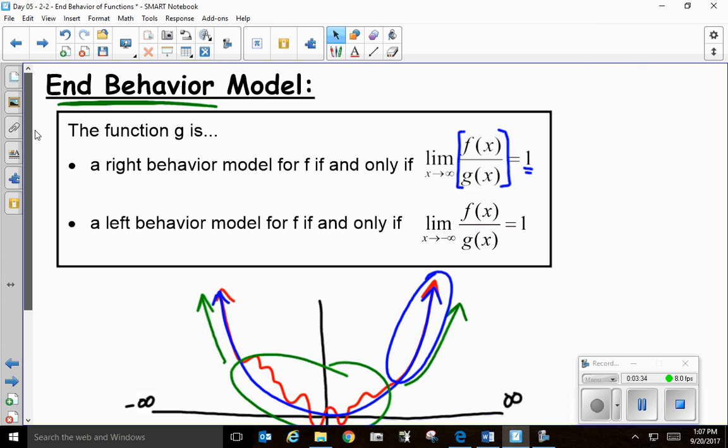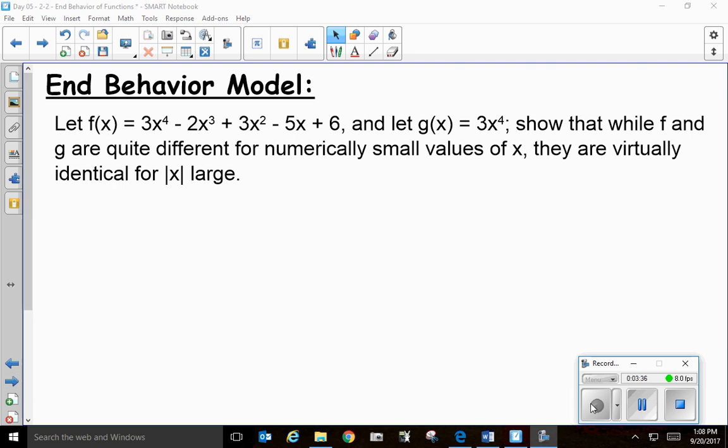So now, let's take a look, shall we? Let f of x equal 3x to the fourth minus 2x cubed plus 3x squared minus 5x plus 6. And let g of x equal 3x to the fourth. Show that while f and g are quite different numerically for small values of x, that means closer to the origin, they are virtually identical for larger values of x. That's all this means, whether it's positive or negative infinity for large values of x.